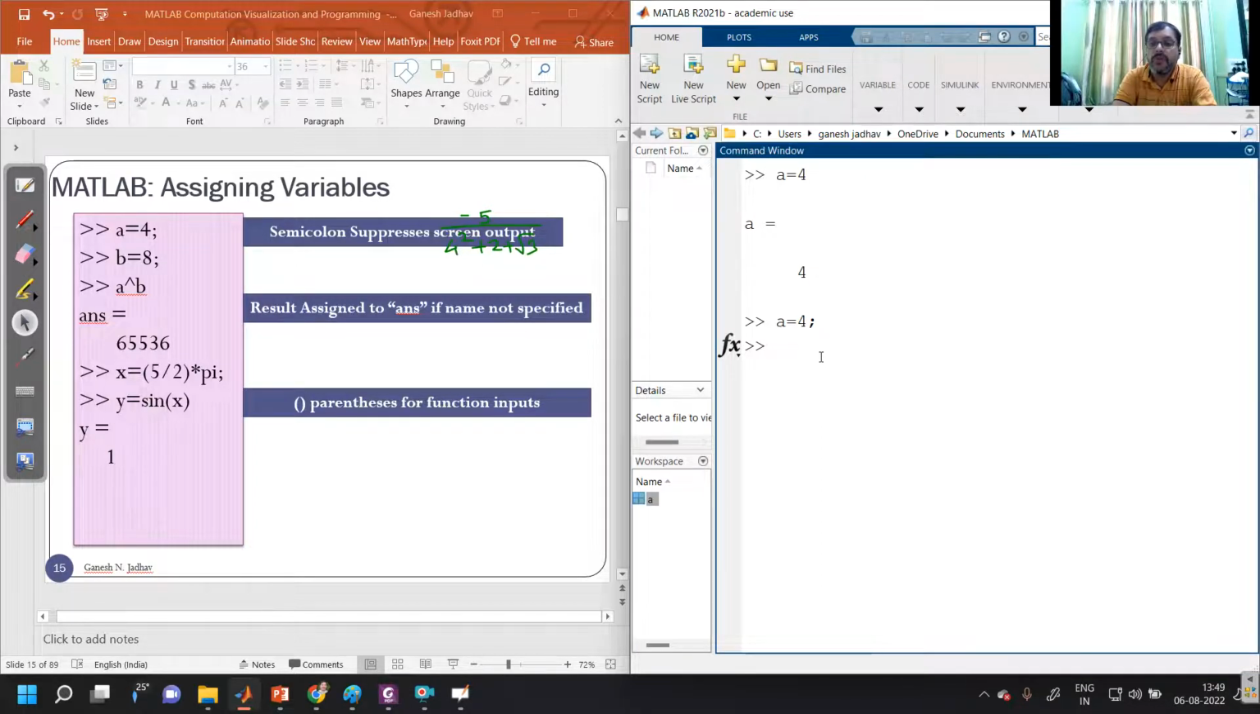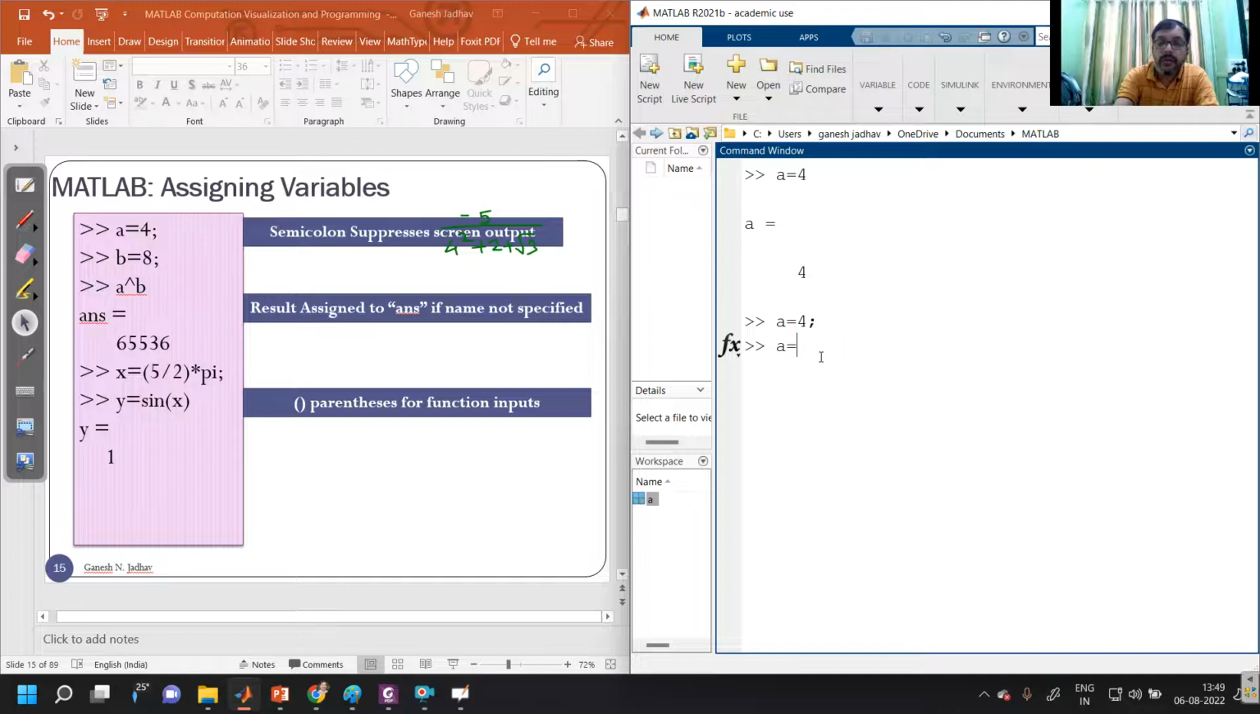Okay, so if you want to suppress the output from the output screen, you put the semicolon. If you want to display it on the output screen, do not put the semicolon.